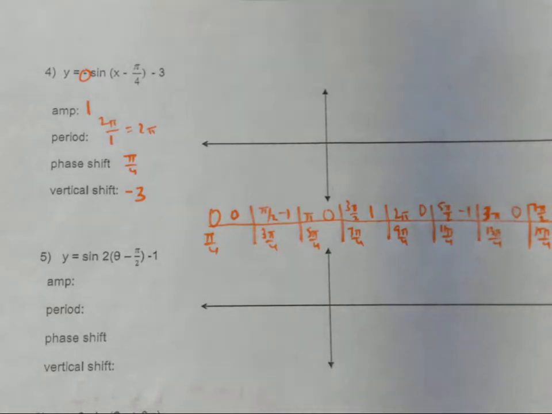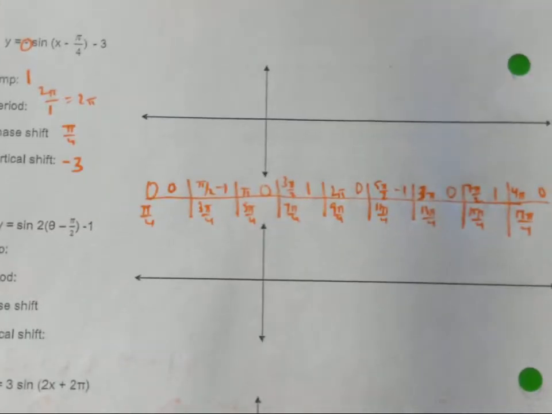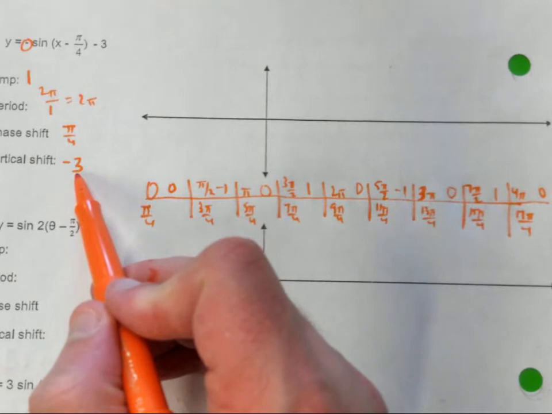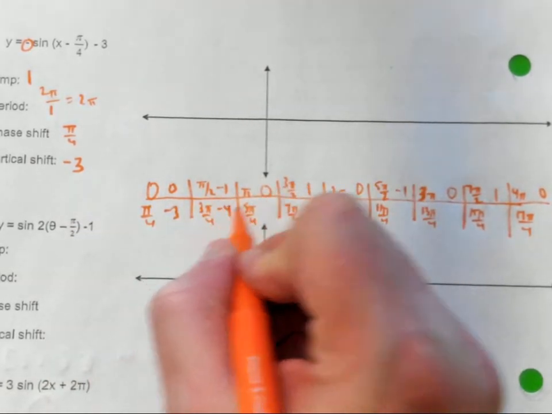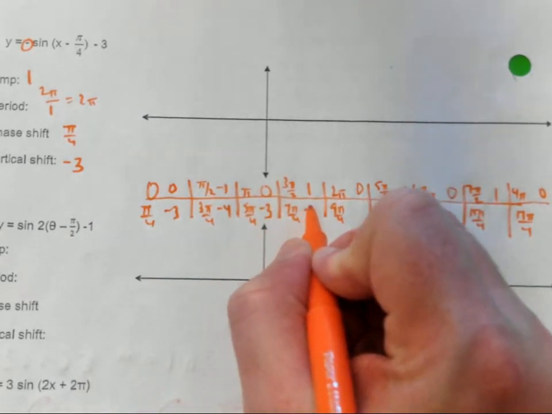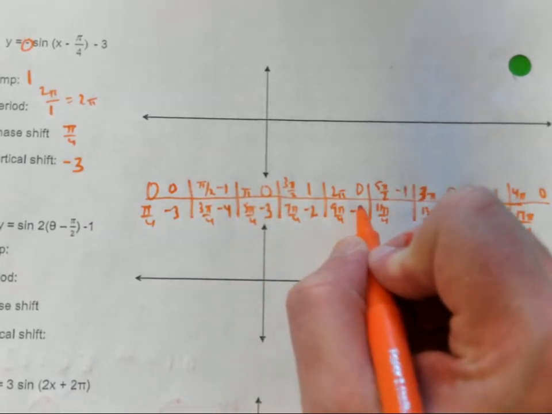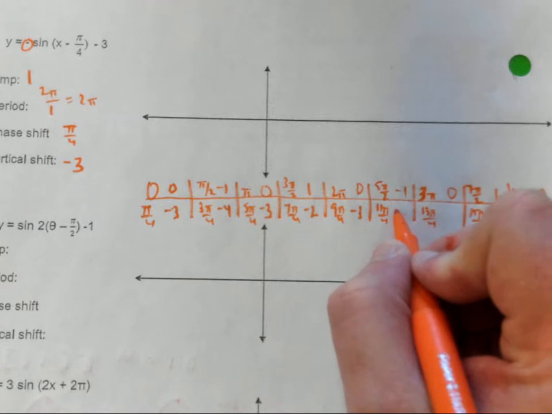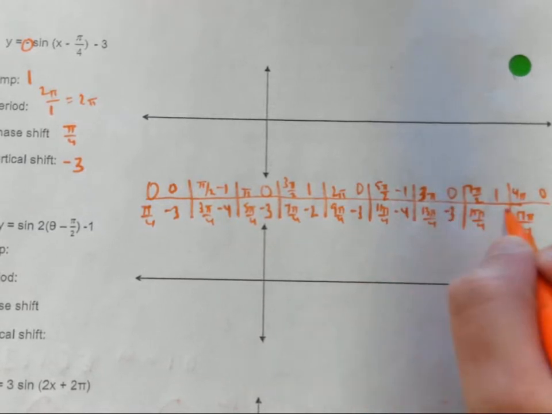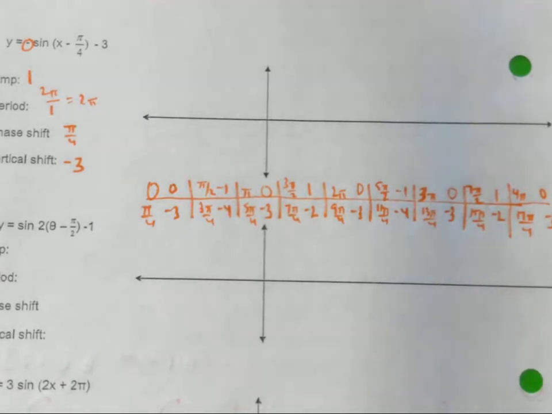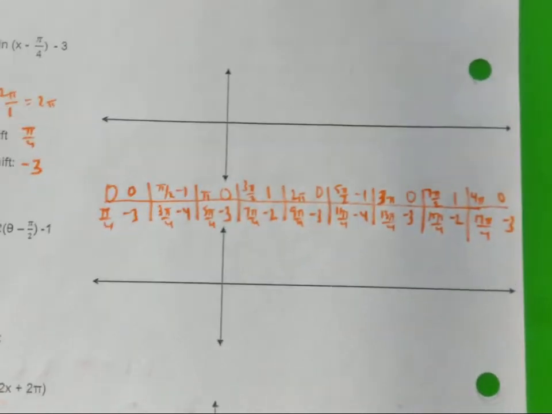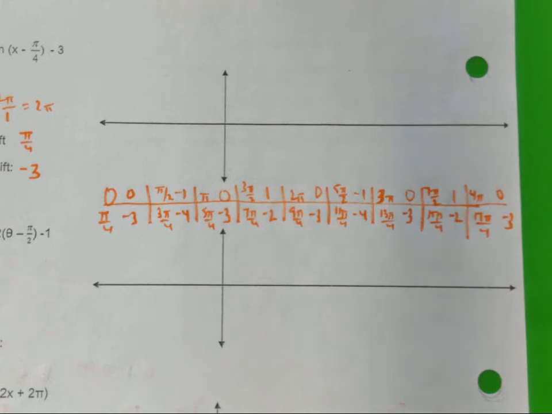All right, now, what am I going to add this to? The y. So this is going to be -3, -4, -3, -2, -3, -4, -3, -2, -3. And that second line is what I'm going to graph, okay?